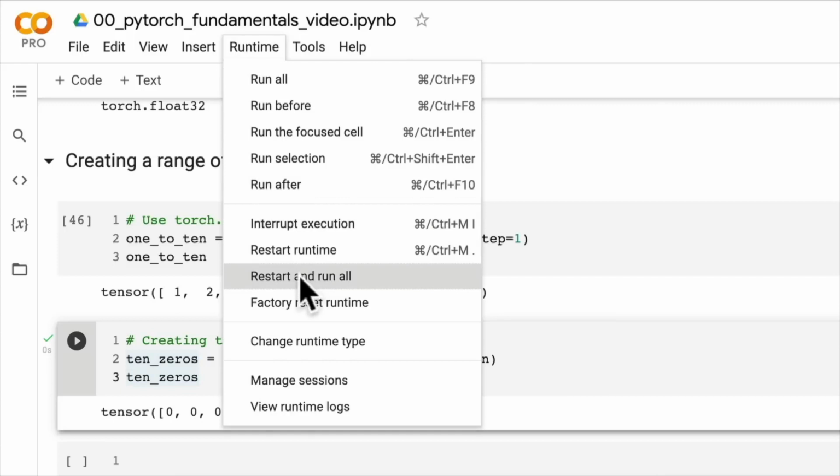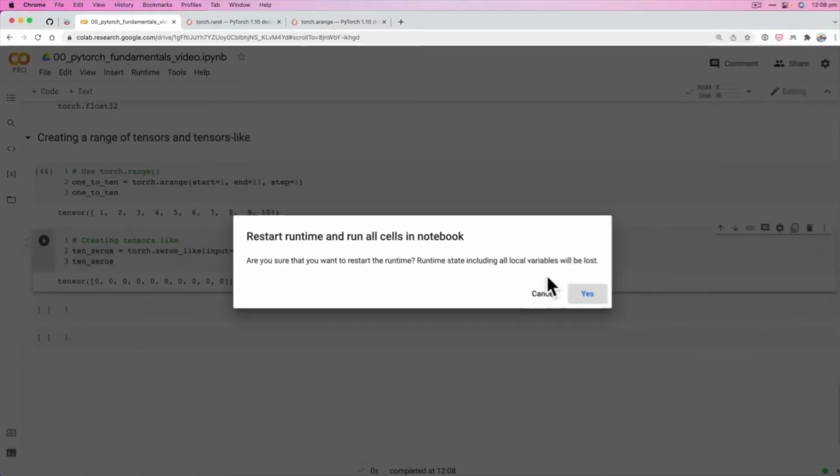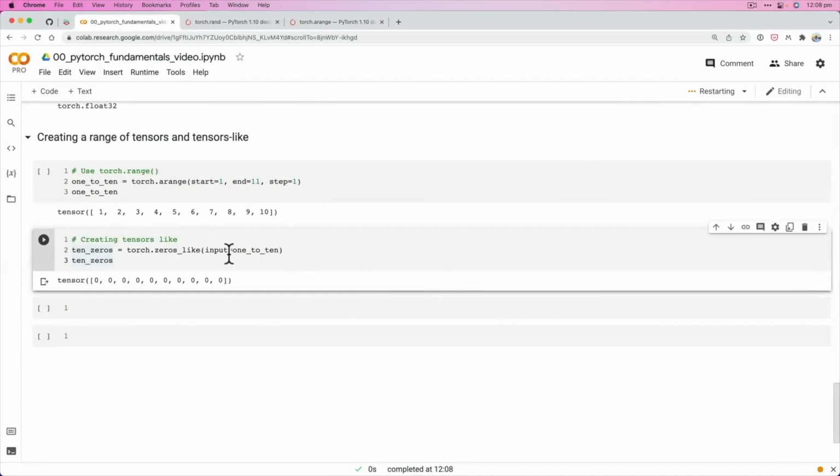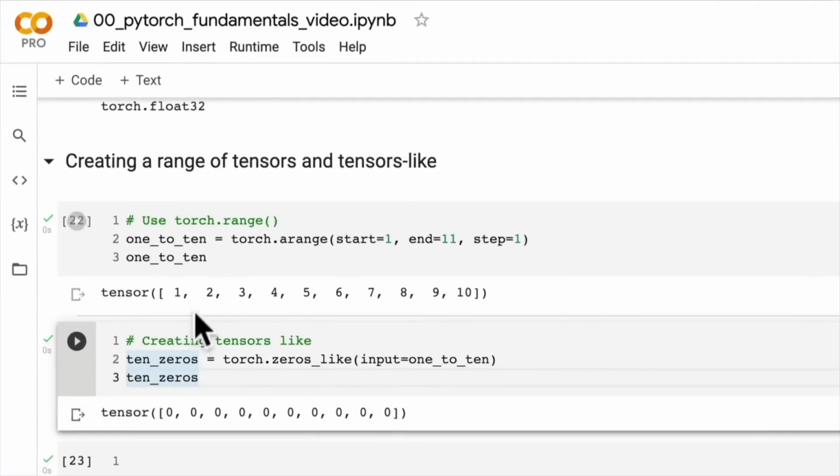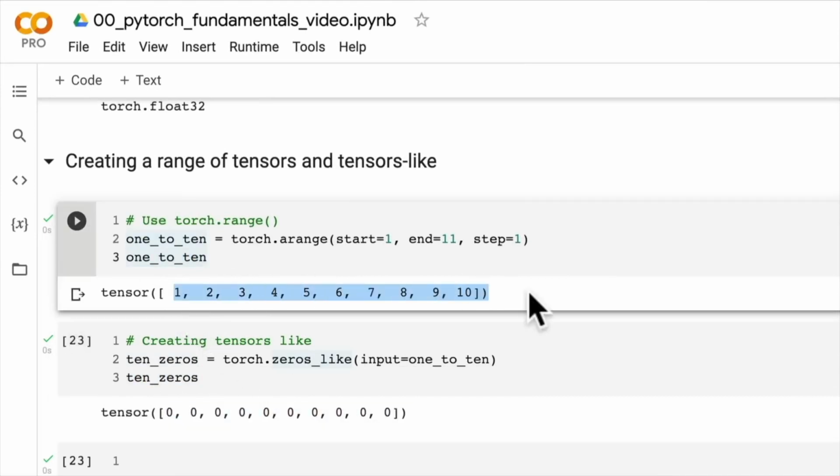Restart and run all is going to restart the compute engine behind the Colab notebook and run all the cells to where we are. So let's just see that. Restart and run runtime. If you're getting errors, sometimes this helps. There is no set in stone way to troubleshoot errors. It's guess and check with this. So there we go. We've created 10 zeros, which is torch zeros like our 1 to 10 tensor. So we've got zeros in the same shape as 1 to 10.